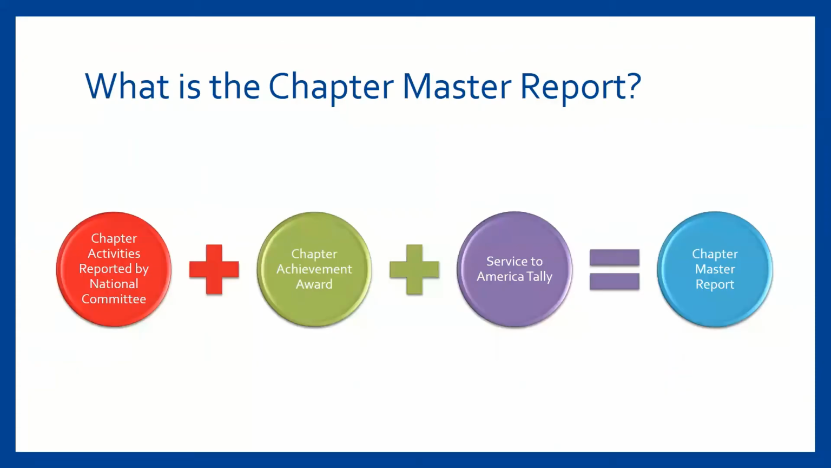Together, we'll share an overview, step-by-step instructions, and tips for completing your chapter's annual reporting through the Chapter Master Report and Service to America Tally. The Chapter Master Report is the annual reporting of chapter activities. The report is organized by national committees, and it serves as your primary opportunity to share information about your chapter's activities. Your responses provide the basis for state and national awards. Within the Chapter Master Report, you'll also complete the Chapter Achievement Award form and your final annual tally for all of your Service to America activities.